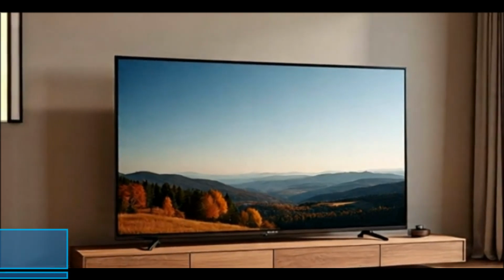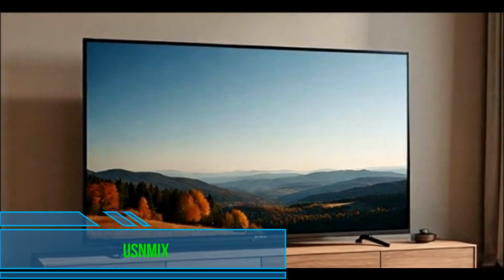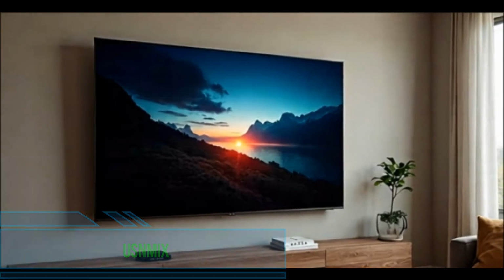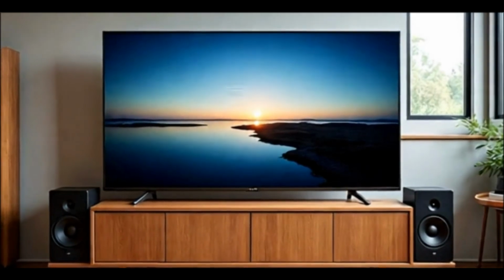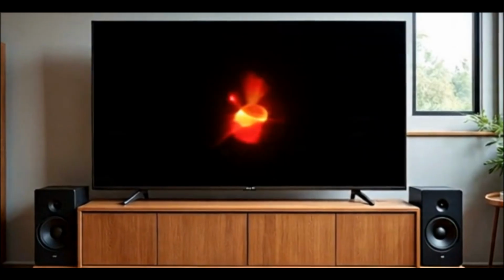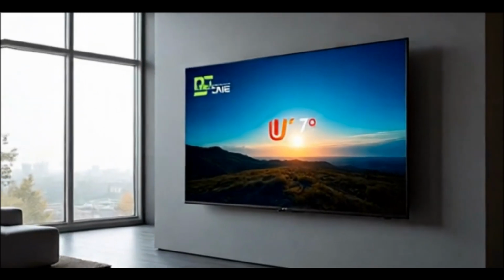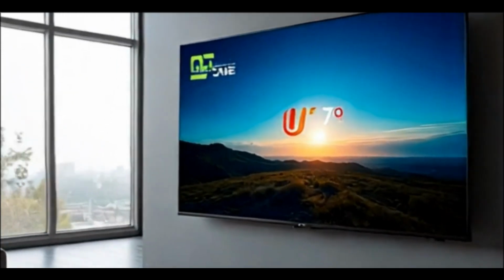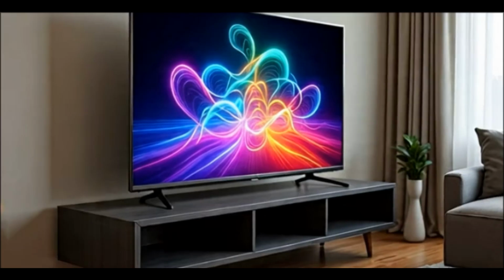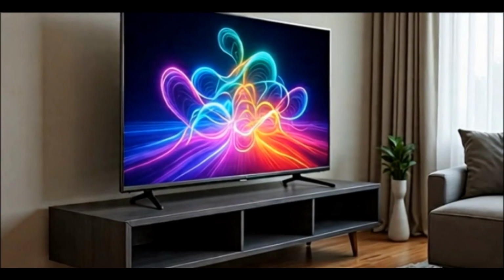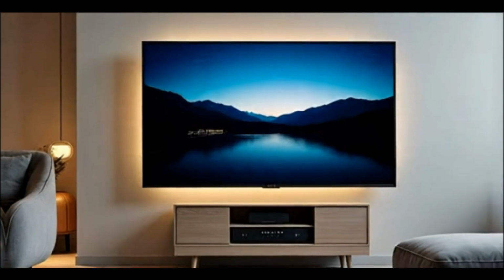I'm going to break down the key differences between gaming on OLED and LCD at 120Hz, so you can decide which one gives you the ultimate gaming experience. When it comes to gaming, display technology plays a huge role in the overall experience. OLED and LCD are two of the most popular display types on the market, each with its own strengths and weaknesses. For gamers seeking the best performance, choosing the right display can make all the difference.